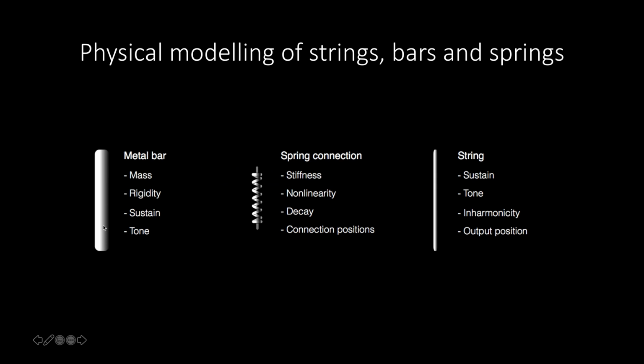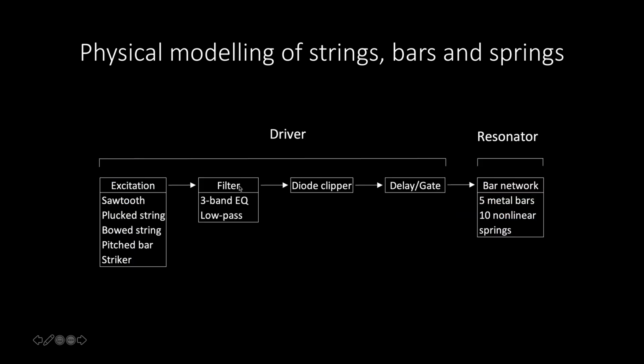So here you've got your physical parameters for the bars and for the connections, and the bars can be strings sometimes. That depends on basically what kind of excitation you want to use. Sometimes you can also use some pure signals like a sawtooth, but the system is also physical in the sense that the excitation can be a plucked string or a bowed string or a pitched bar. And then this excitation signal is passed through a filter and a preamp stage and some effects. And all this driver system is then used to put the resonators into vibration. And these are the bars and the nonlinear springs.